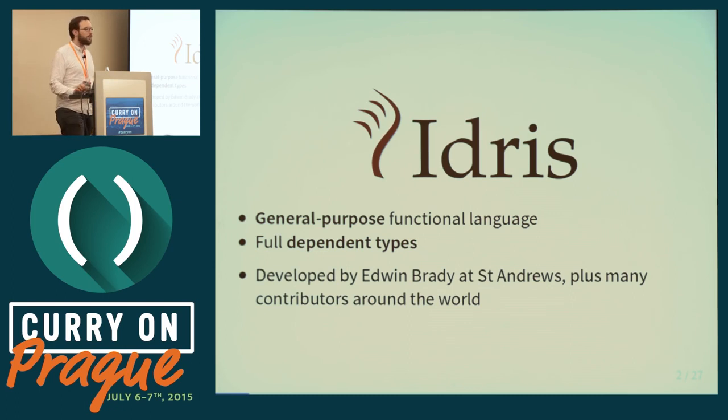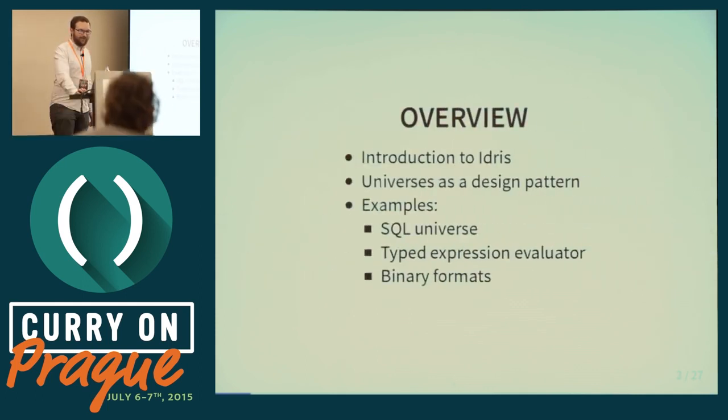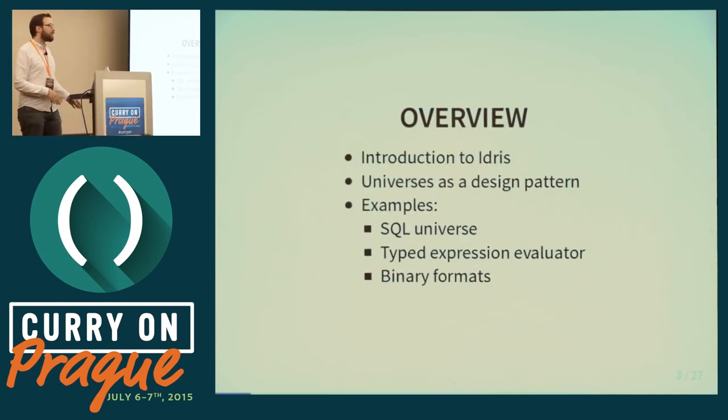It's developed by Edwin Brady at the University of St Andrews, but we have people all around the world contributing, myself included, and you're welcome to become one of them afterward if you think this is inspiring. So I'm going to start off with a little introduction to Idris and some things in dependent types that you may not have seen before. Then I'll talk about universes in this framework of design patterns, vaguely reminiscent of the Gang of Four book, and then walk through 3 concrete examples in increasing complexity.